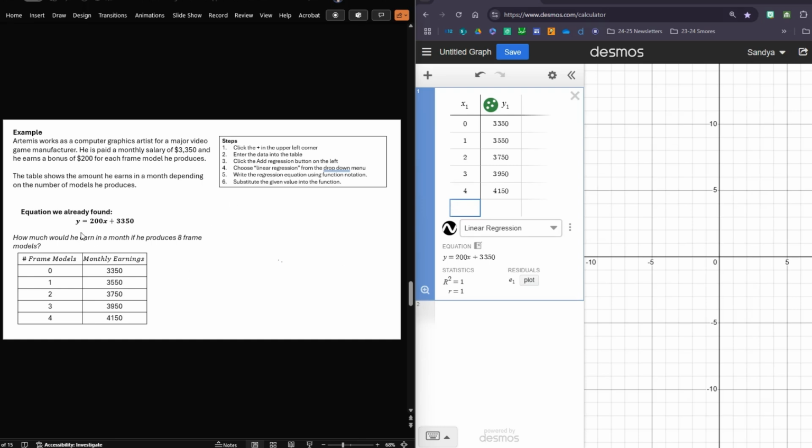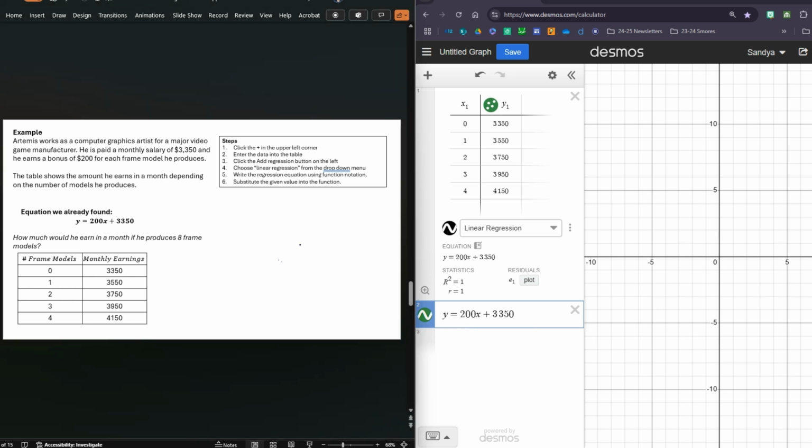So you can see here it has the equation that we found, which is y equals 200x plus 3350. And it's asking us now, how much would he earn in a month if he produces 8 frame models? So what we can do here is click this button right here to the right of where it says equation. It says export a snapshot into the expression list. So it's actually going to write this equation for us here in the next row.